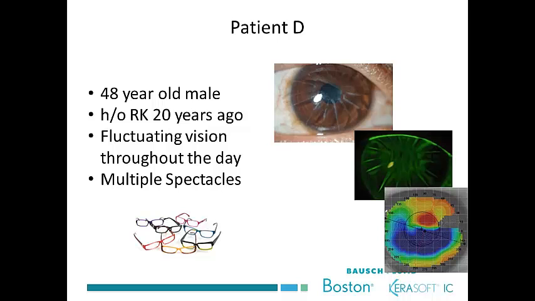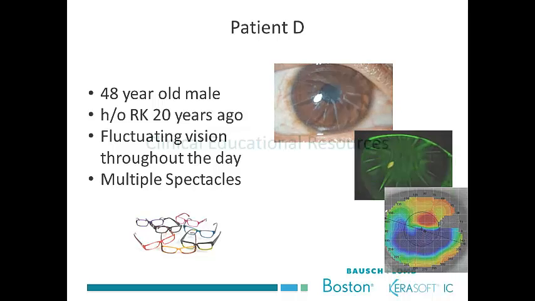Lastly, we have an RK patient, and he's got fluctuating vision throughout the day, multiple spectacles. And in this type of patient, again, I think all three modalities, having a custom soft or having a scleral or a corneal GP, are all very good indications for you to consider fitting this type of patient.